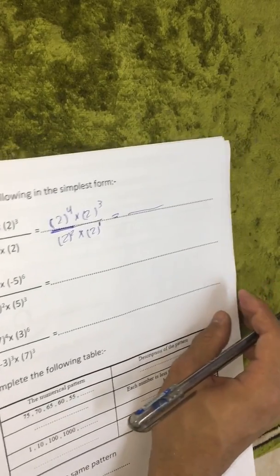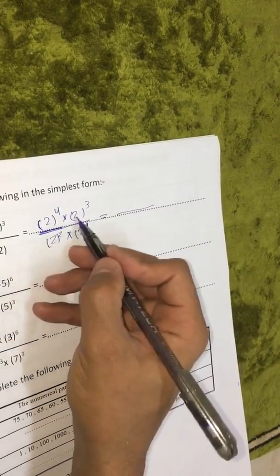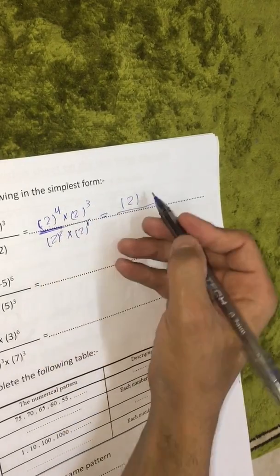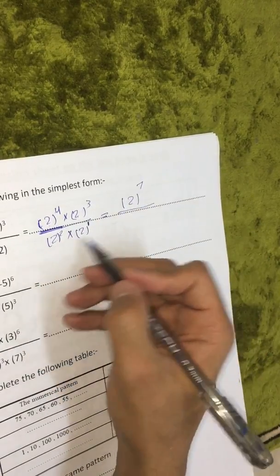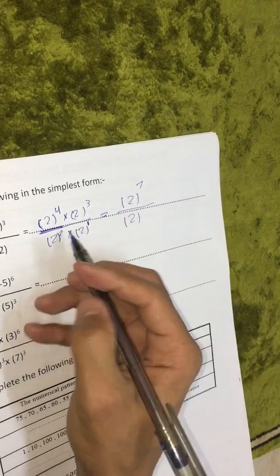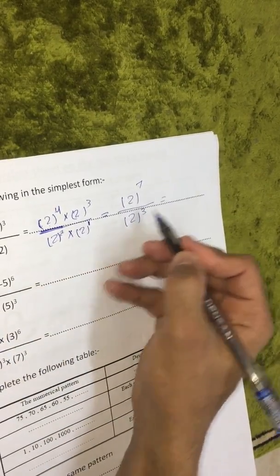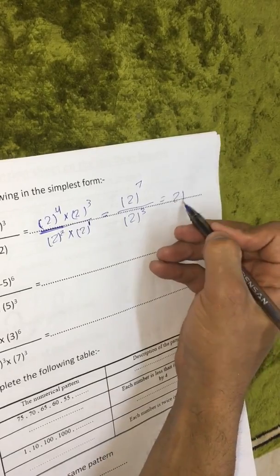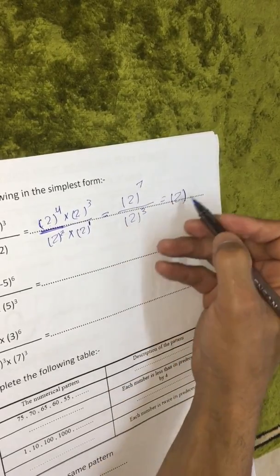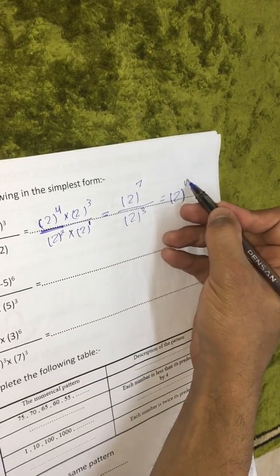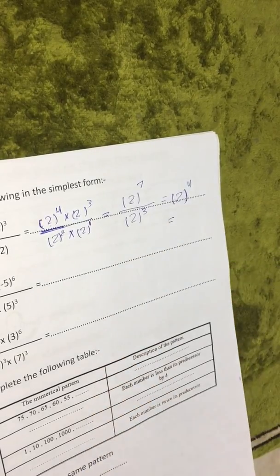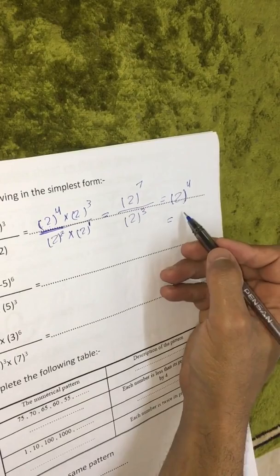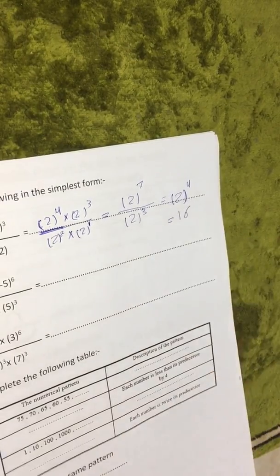Okay, firstly we will simplify the numerator. Two similar bases, yes, add the powers: 3 plus 4 equals 7. Two similar bases: 2 plus 1 equals 3. That's a divide sign, two similar bases, put the same base, then minus: 7 minus 3 equals 4. You can find it by multiplying 2 by itself 4 times. That will be equal to 16.